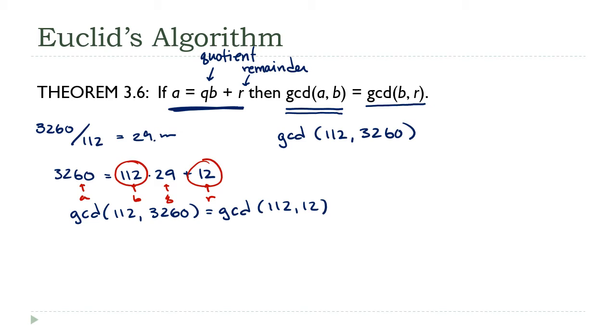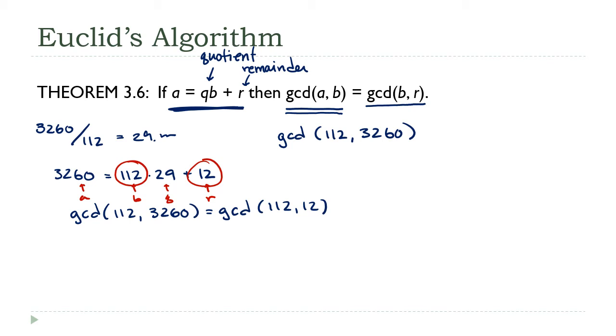Now, 112 and 12, I haven't really answered the question yet, right? I just broke it down to something. And notice, by the way, that these numbers got a lot smaller. A lot smaller. That 3,260 turned into 12. But obviously we're not done because we don't have the answer. So this is what's called an iterative process, right? In other words, I'm going to do it again.